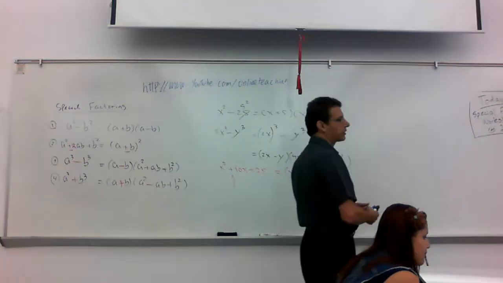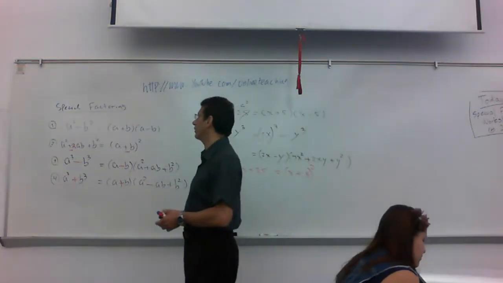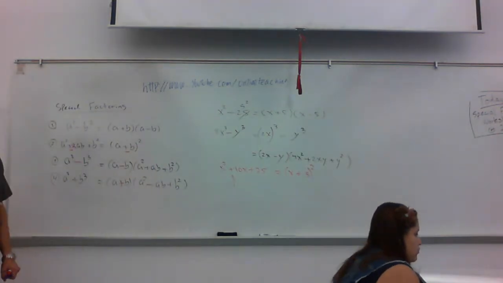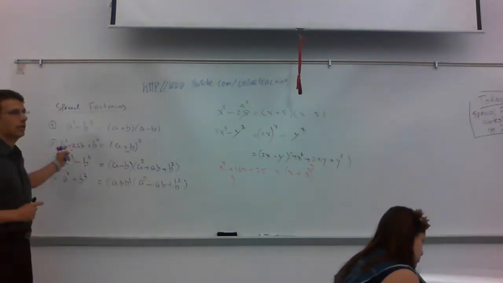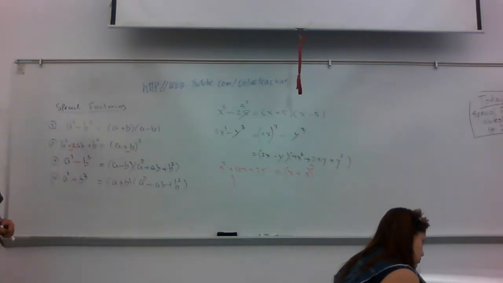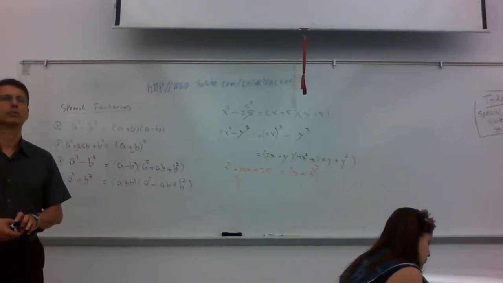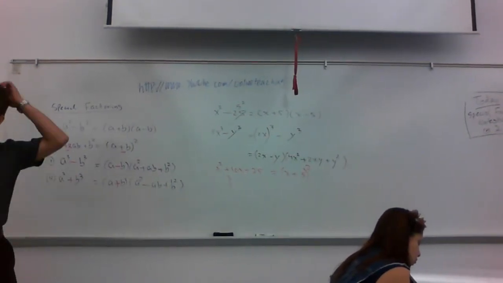Special products that now we call factoring. Remember, when you go from right to left, it's called multiplication. Left to right is factoring. And so, if we know special products, therefore, we should know special factoring. And there's really no way around it.